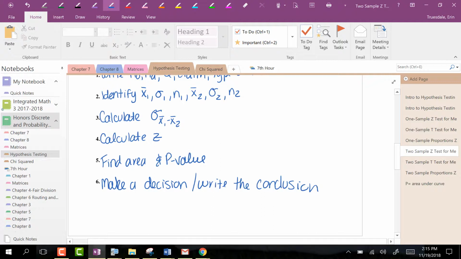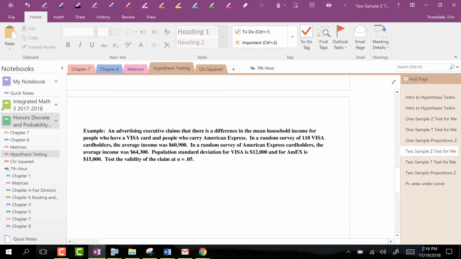Okay. Let's do one example together then. So if you flip it over. It says, an advertising executive claims that there's a difference in the mean household income for people who have a Visa card versus people who carry American Express. In a random sample of 110 Visa card holders, the average income was $60,900. In a random survey, I don't think this is written in on yours, you can put in 100 American Express card holders, the average income was $64,300.